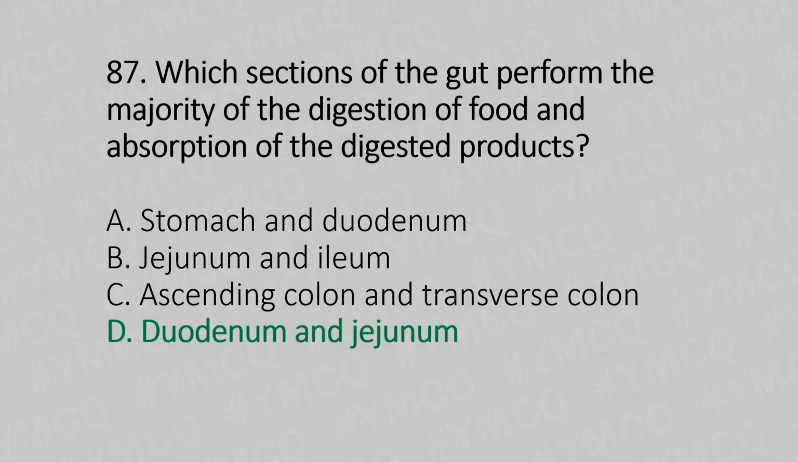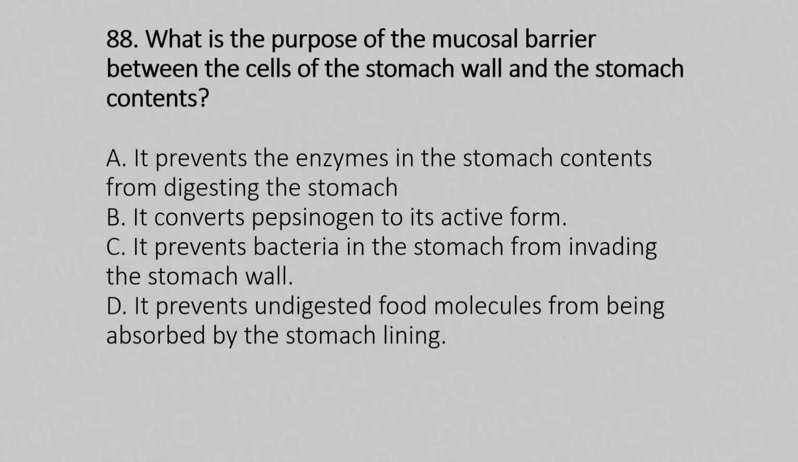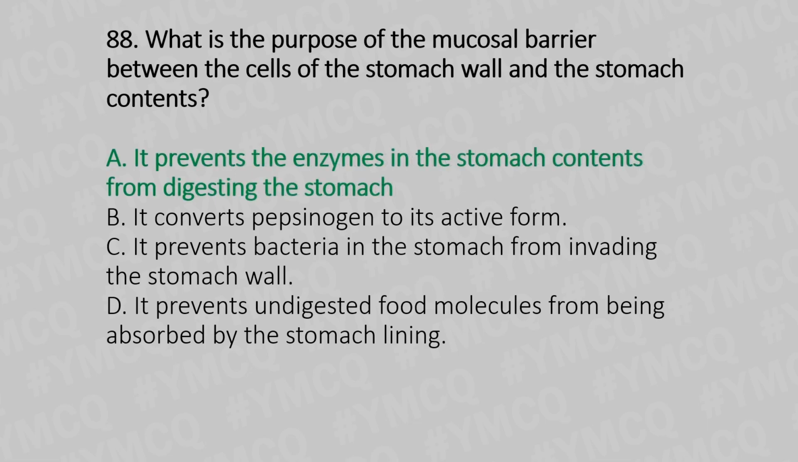Now let's move to question number 88. What is the purpose of the mucosal barrier between the cells of the stomach wall and the stomach contents? Option A, it prevents enzyme in the stomach contents from digesting the stomach. Option B, it converts pepsinogen to its active form. Option C, it prevents bacteria in the stomach from invading the stomach wall. Option D, it prevents undigested food molecules from being absorbed by the stomach lining. And the answer is option A, it prevents the enzyme in the stomach contents from digesting the stomach.